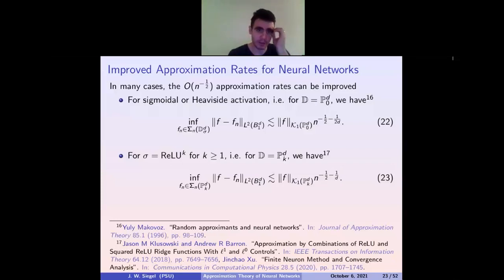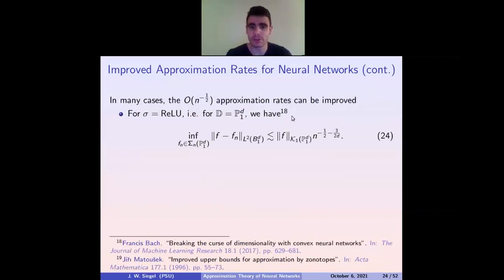So this n to the minus 1/2 rate you get by sampling can actually be improved a bit, and this is proved using a stratified sampling argument. You sort of sample in a clever way, and you use the fact that this dictionary is compact in a certain sense. So, yeah, the point is this n to the minus 1/2 rate can be improved a bit.